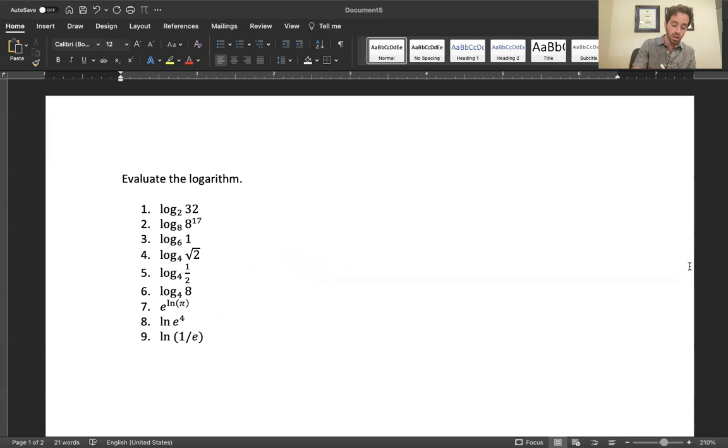For this last one, I'm going to do it 2 different ways. First is ln of e to the negative 1. Log base e of e to the negative 1. It's negative 1, right? Yes, it is. The second way that this can be done is by applying laws of logarithms.